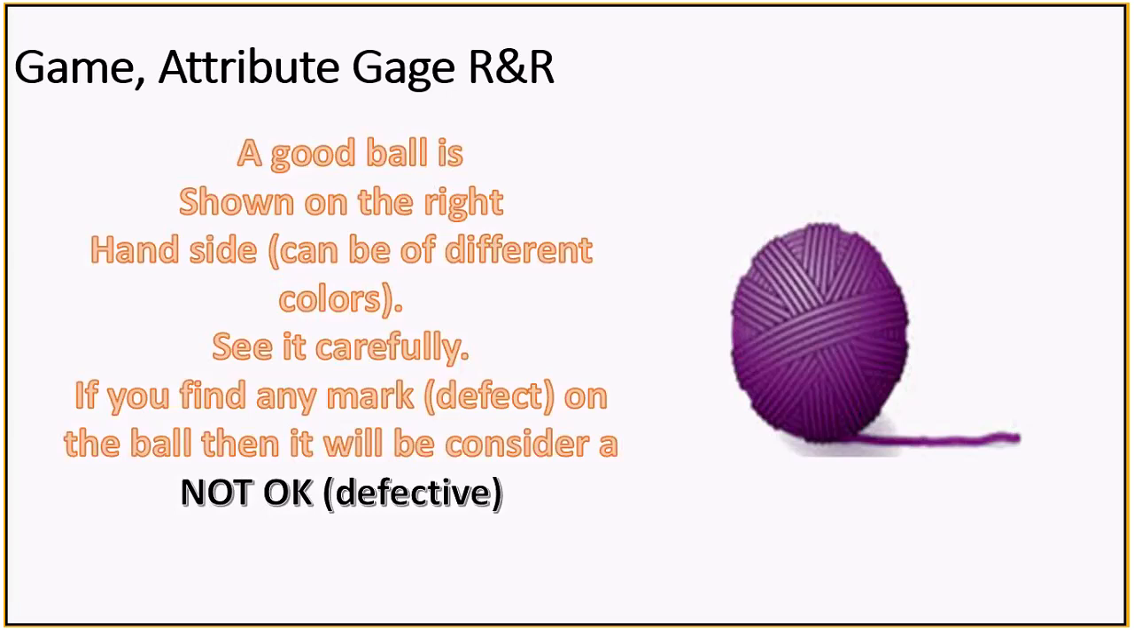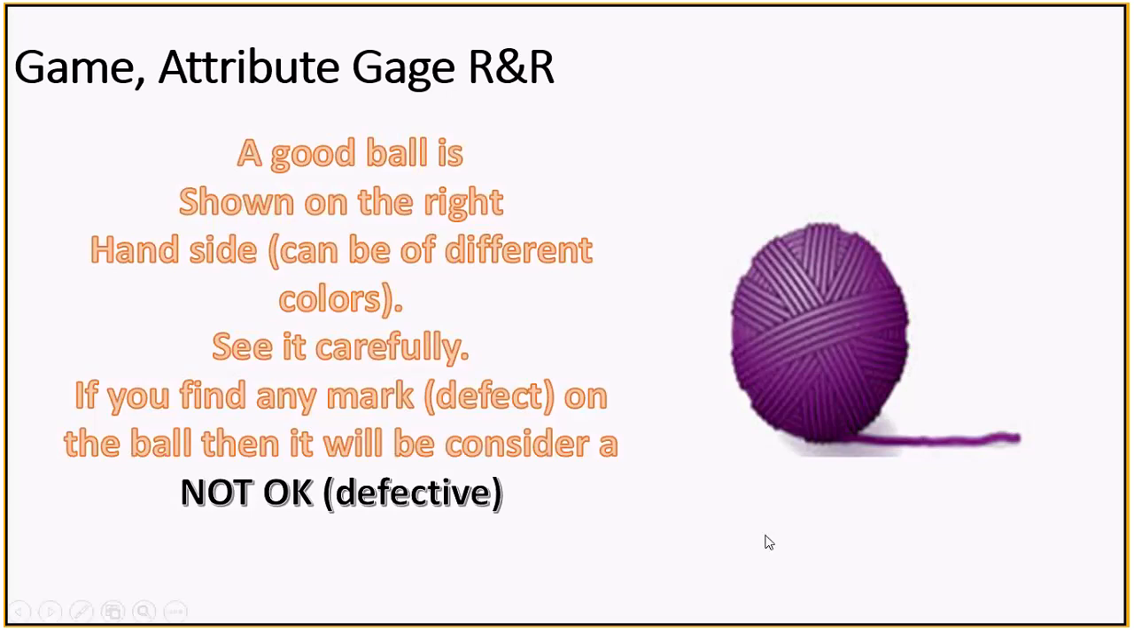Okay. Now the game is, you can see there is a ball, right? So this is a good ball. Good ball in the sense it can be of any color. It can be yellow, white, green, black, and it is a good ball because it does not have any defect. Now defect in the sense there will be some marking. Maybe if I put a white mark on this, or here, or here, or maybe in the center somewhere. So if you have any mark on the ball, then it will be a defective ball, or not okay ball.